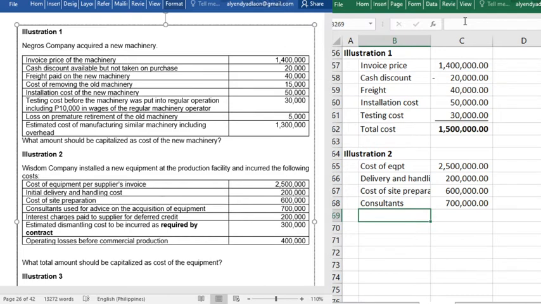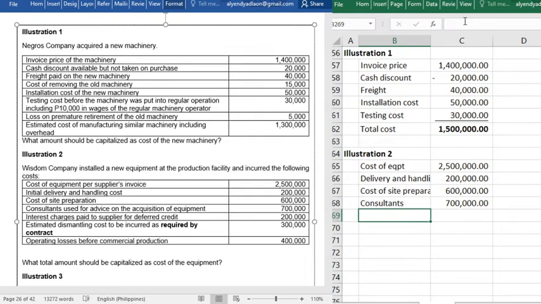The moment that we purchase the machine, whether there is interest or whether we purchase it in cash or through credit, the machine can still be used. And so therefore, the interest is not necessary.